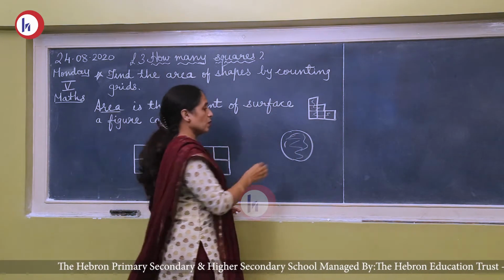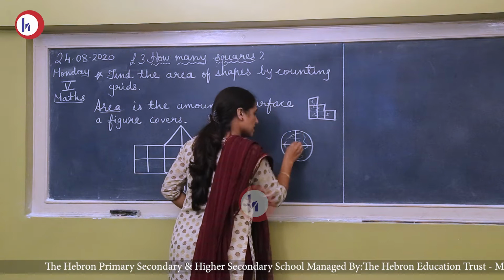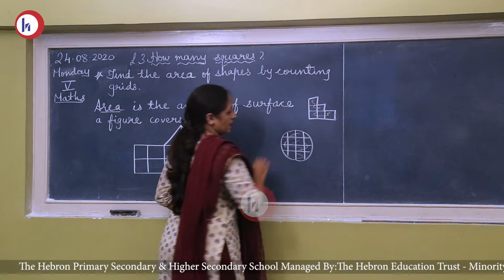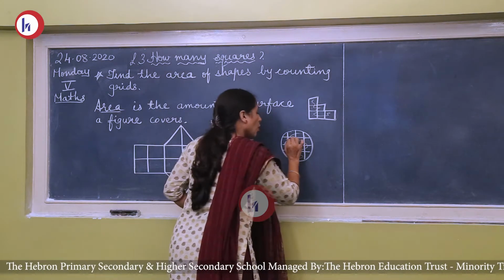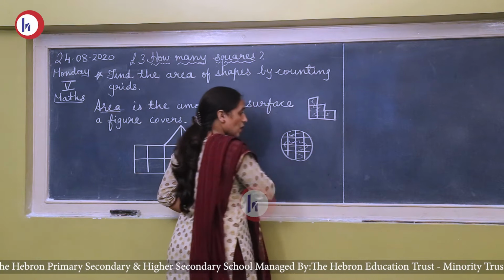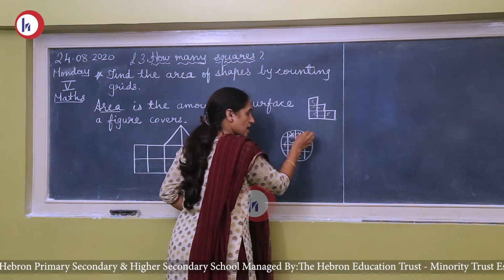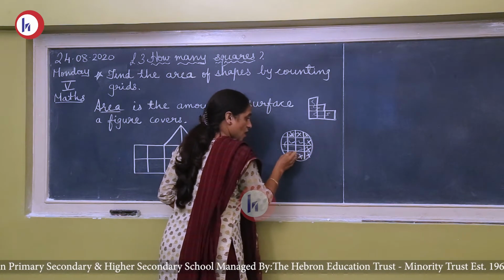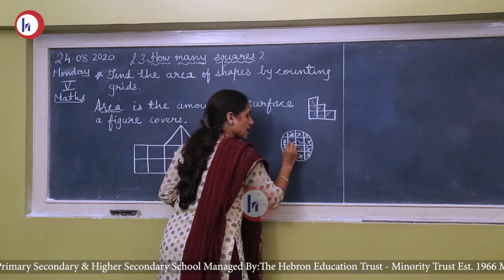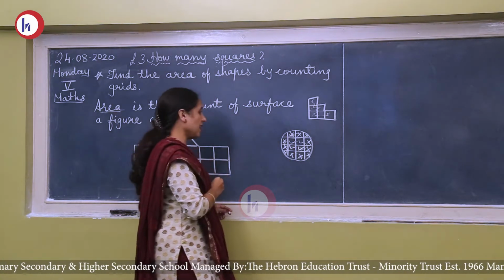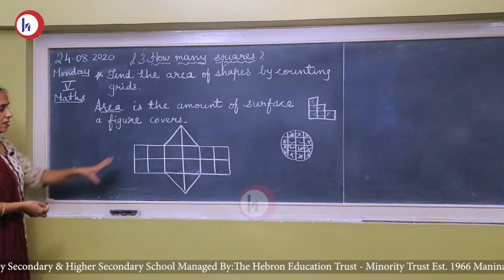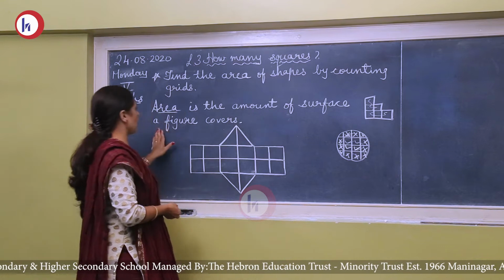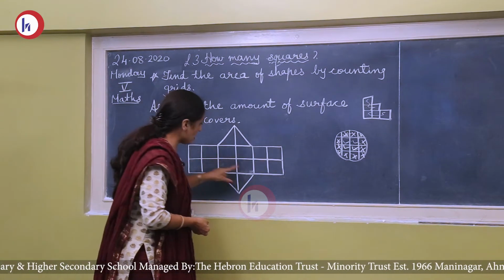The grids are shown here also, like this. Okay, see, here we have to find whole square. This is not whole square, that means we will put cross mark. Here also cross mark, here also. See, yes, cross mark. And full square. Okay, like this. See, in this figure, I drew one figure. Area is the amount of surface a figure covers. What is the amount of surface?